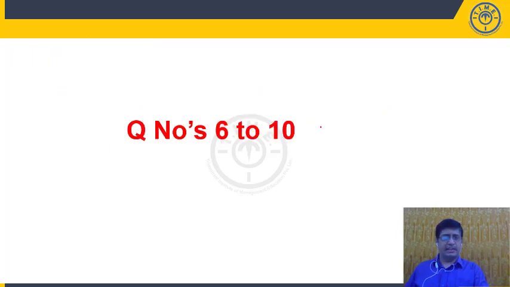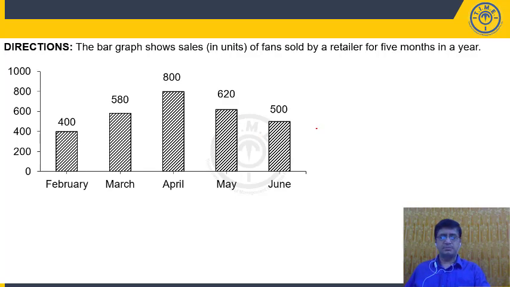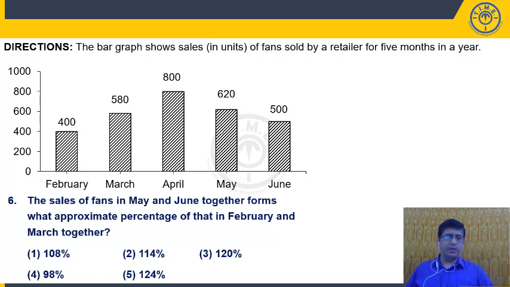Right. Look at the next set of questions. Question number 6 to 10. Here a bar graph is given. Just look at this one. The bar graph shows the sales of the fans sold by a retailer in 5 months in a year. Months: February, March, April, May, June. These are the 5 months. Look at question number 6. The sales of fans in May and June. What is the value of May and June? It is 620 and 500.